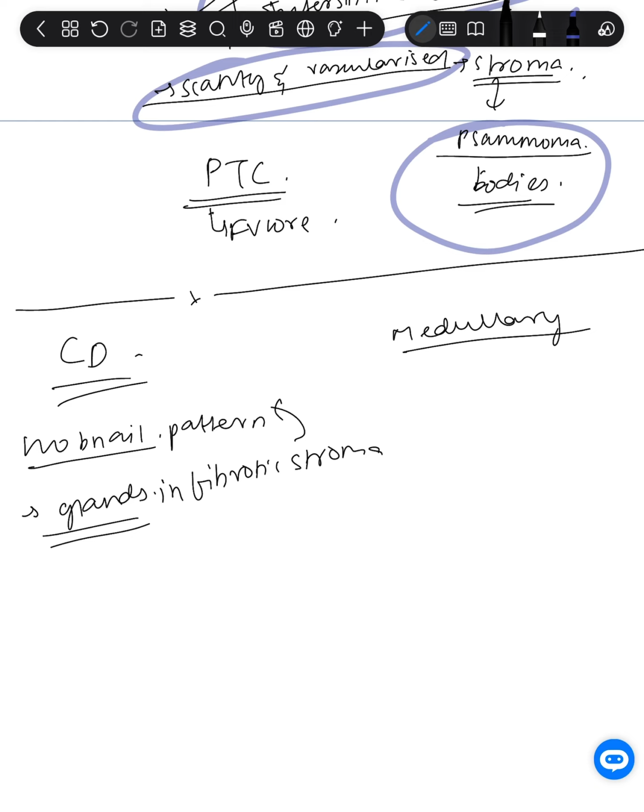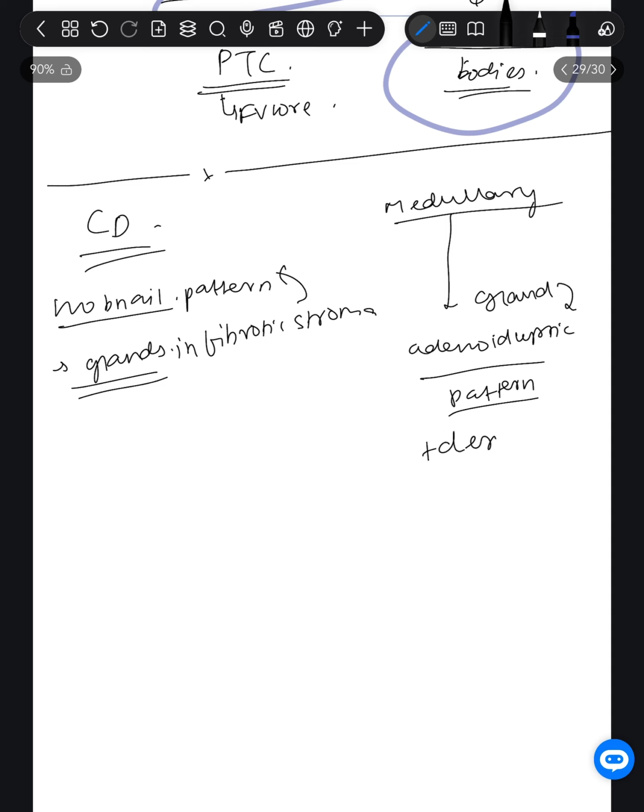In medullary, they are arranged in an adenoid cystic pattern. The glands are arranged in adenocystic patterns, plus we have a desmoplastic stroma. Just remember these two. Collecting duct, we have the hobnail pattern, and the glands are arranged in a fibrotic stroma. Medullary is very similar, but the glands are arranged in an adenoid cystic pattern, and also we have a desmoplastic stroma.